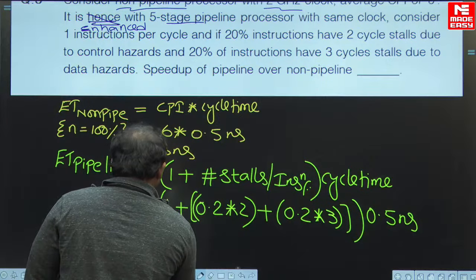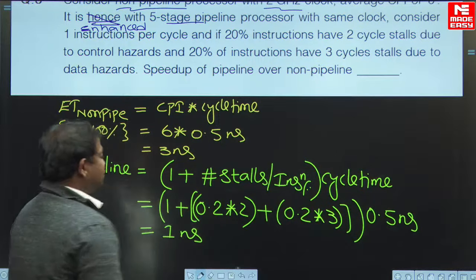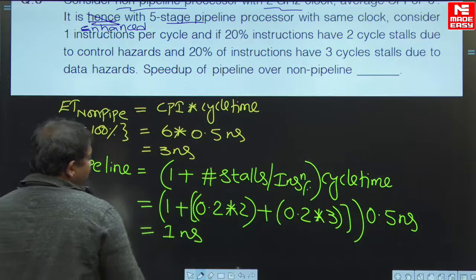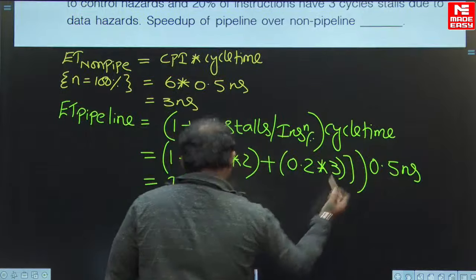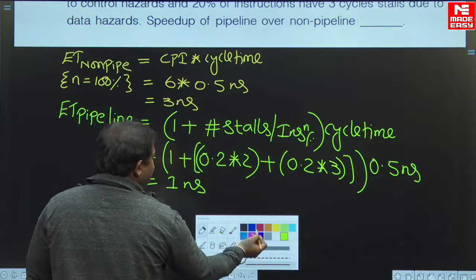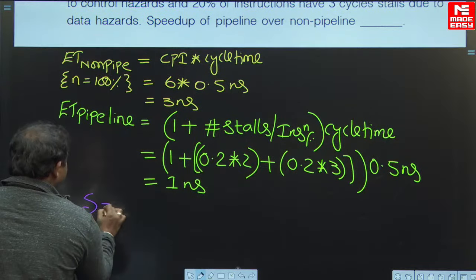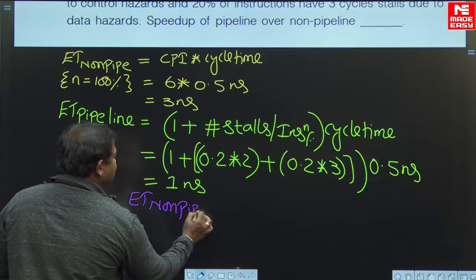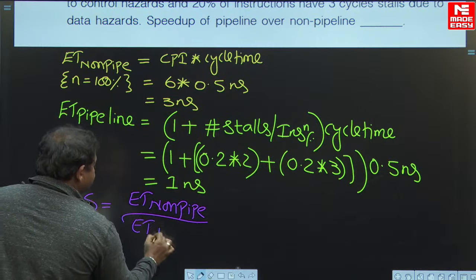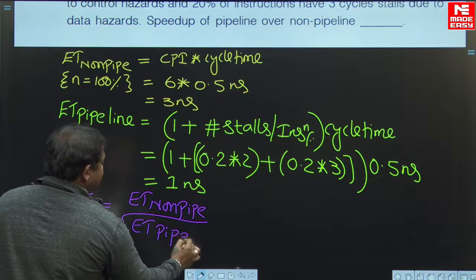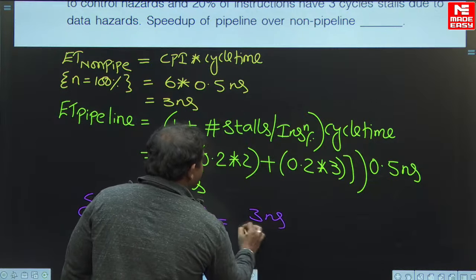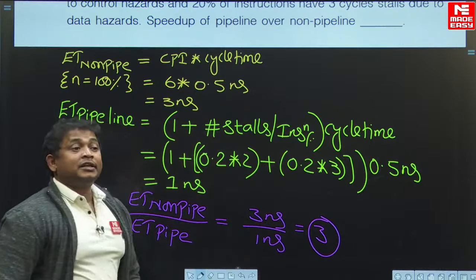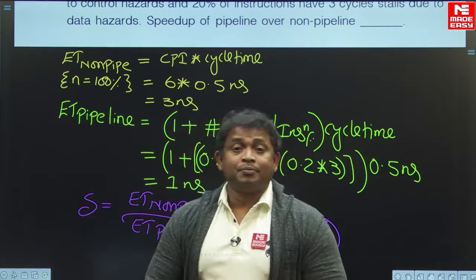Calculate this. This is 1 nanosecond only. After taking the calculations, this value becomes 1 nanosecond. Now we need to find out the performance gain. Performance gain is nothing but a speed up. S is equal to the execution time of non-pipeline divided by the execution time of pipeline, right? So substitute the information, that is 3 nanoseconds upon 1 nanosecond. This becomes 3. So the pipeline system is 3 times faster than the non-pipeline system, okay.